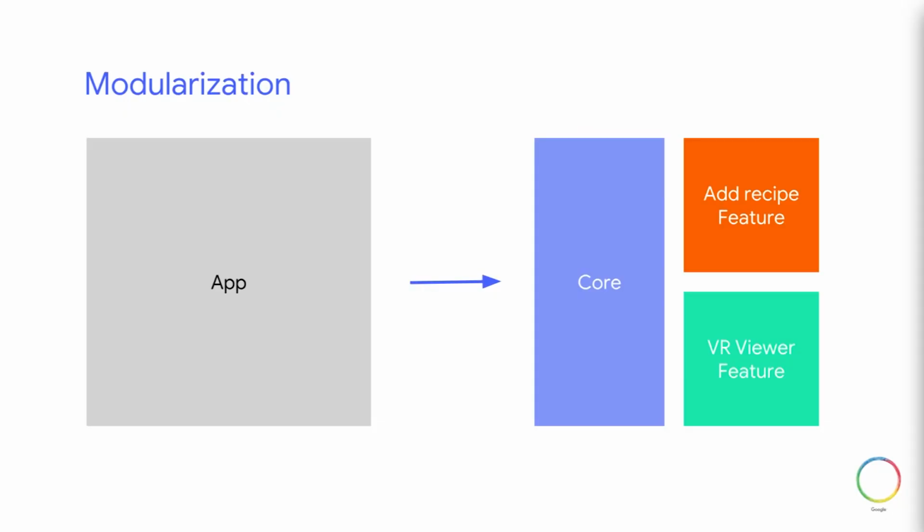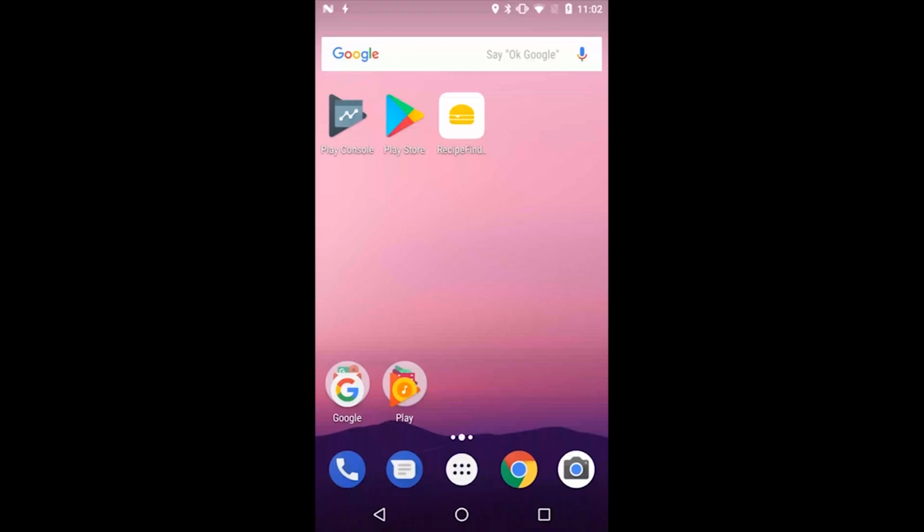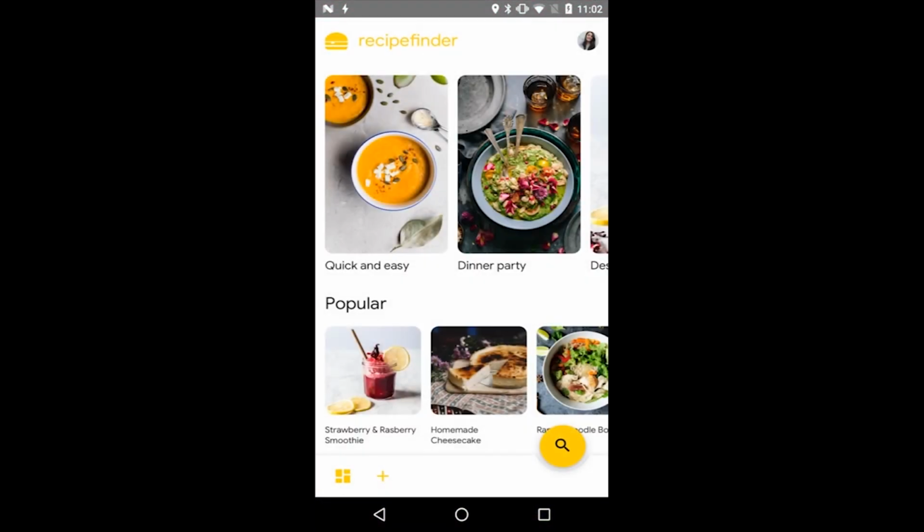Suppose you have a food recipe app and you want to keep the initial download small. You observe that most of your users like to browse for recipes, but only a small fraction choose to add a new recipe, and you notice that this functionality takes up a significant amount of space in your app. What you can do is to break that feature out in its own module and serve it only when needed. So we can see how it looks for a user here.